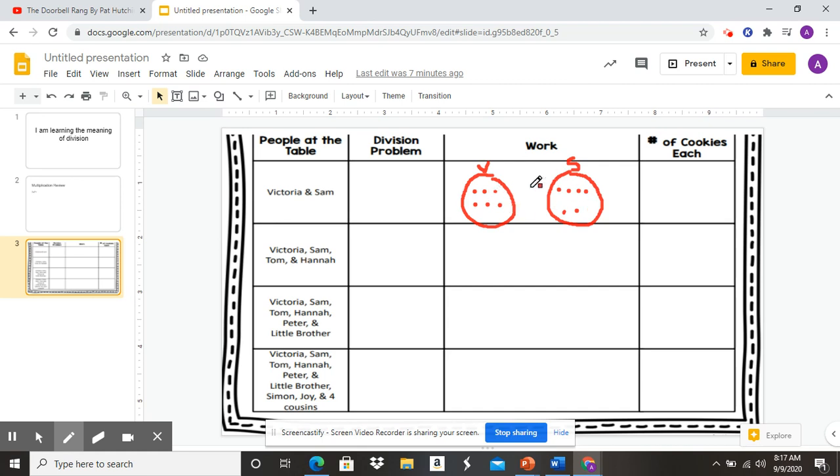How many total cookies did they have altogether? That's 1, 2, 3, 4, 5, 6, 7, 8, 9, 10, 11, and 12. So they had 12 cookies that they divided by. How many people did they divide those cookies by? Well, it was just Victoria and Sam, so it was 2. So they had 12 cookies. They divided them by 2 people, and they each got 6, didn't they? So how many cookies did each of them get? Well, they got 6. What do you think is going to happen when they add more people? Do you think they'll get more cookies or will they get less cookies? So let's listen to the story to find out.